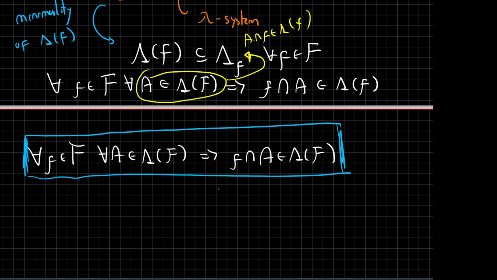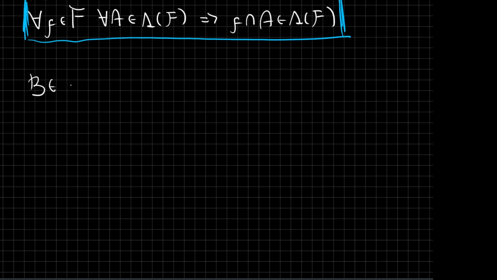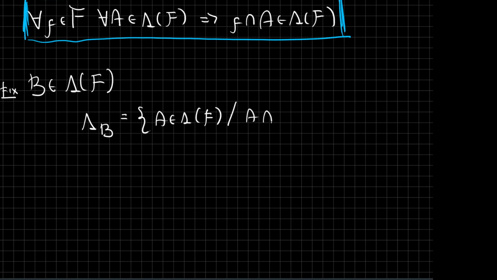All right, what happens now if we fix some element of the lambda system here, and we denote lambda V as every element A of the lambda system, just the same as before, such that A intersected with V is inside here. So previously it was not any element of the lambda system but an element of F, which is a subset of the lambda system. Now we take it in a more general sense for every element V of the lambda system. We will prove that in fact this is also a lambda system.